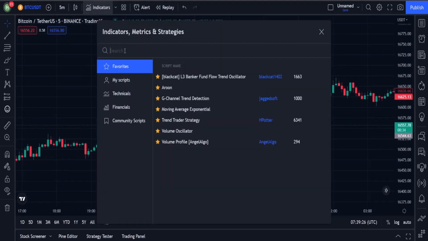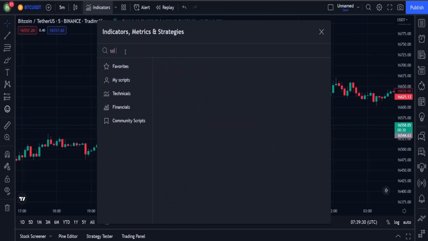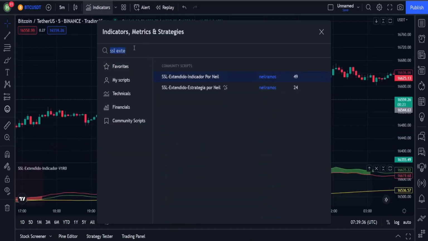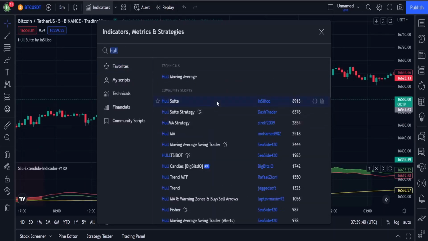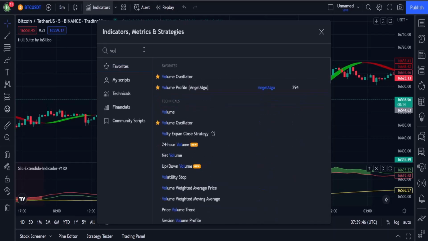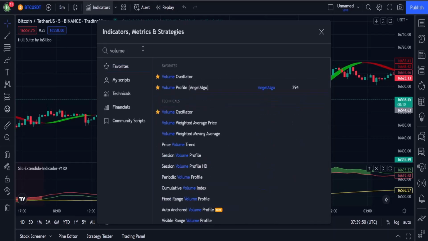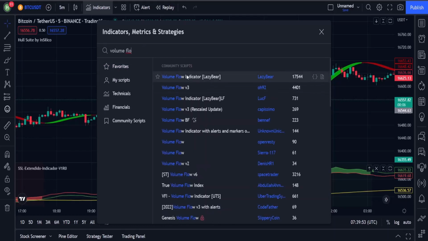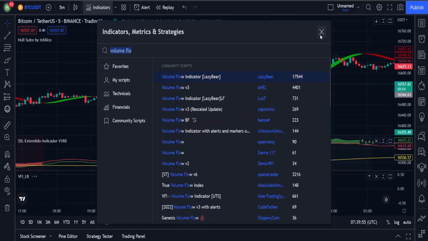For the first indicator, we will choose SSL Extendido. We're going to add this one to our chart by Neil Ramos. For the second indicator, let's search for Whole Suite. After this indicator is added to our chart, we'll add our third indicator. Our third and final indicator is going to be Volume Flow. This one by Lazy Bear. These are all the indicators we will need for this strategy.